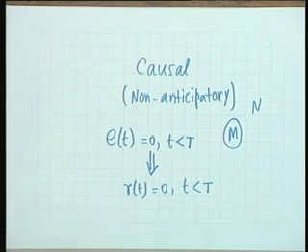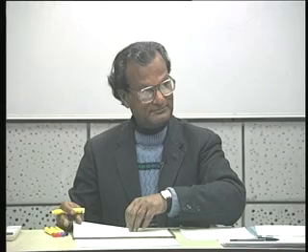Output cannot precede the input, or the network cannot anticipate what shall be applied to its input in future. Can't it even be a constant, the response?